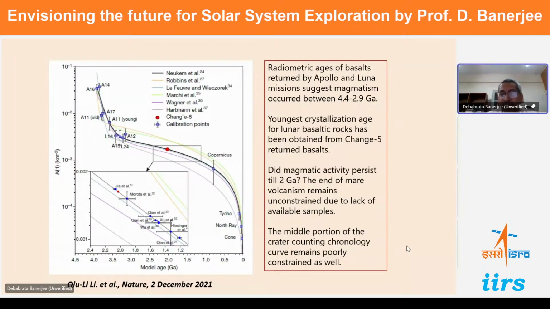Yeah, thank you. So this curve is basically the impact flux as a function of age, and this cratering activity needs to be calibrated based on radiometric dating of rocks which are returned from the moon.